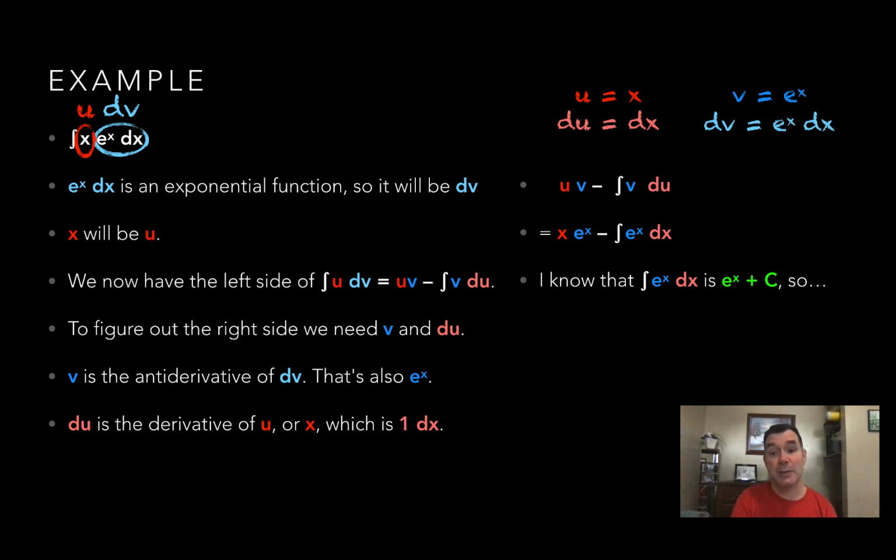That's actually e to the x plus c. So I can finish the question and say that the answer is x times e to the x minus e to the x plus c. And that finishes that question. So let's look at another example.